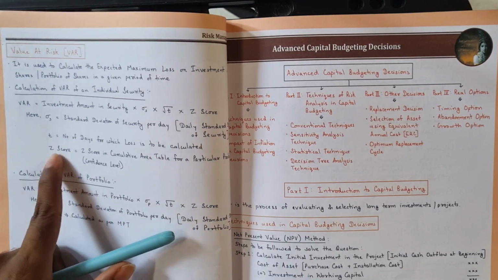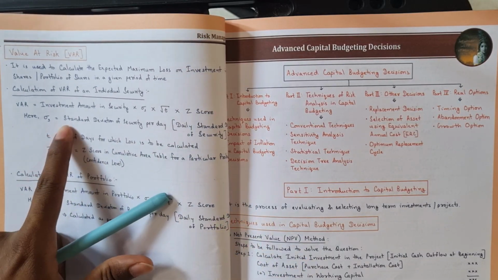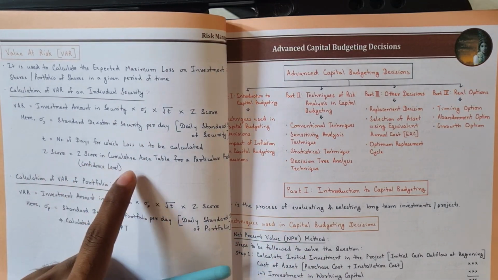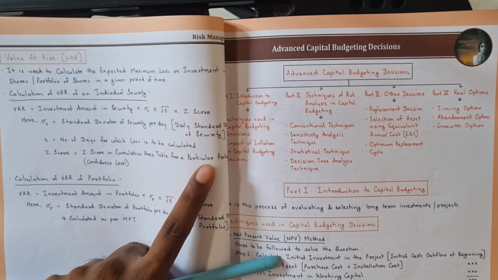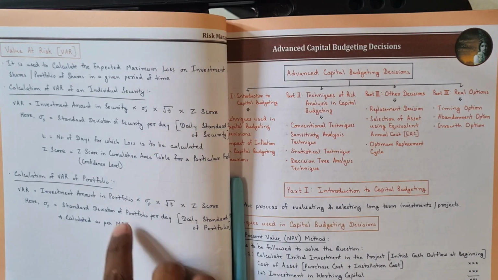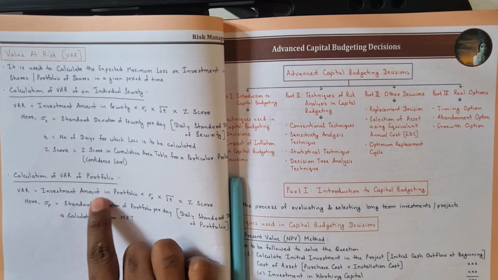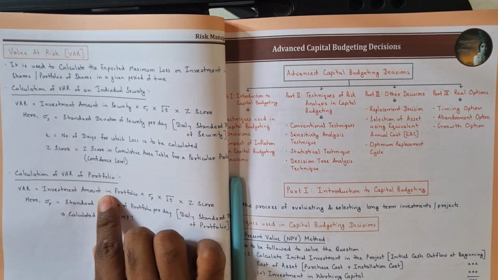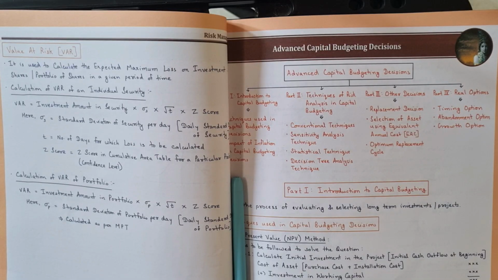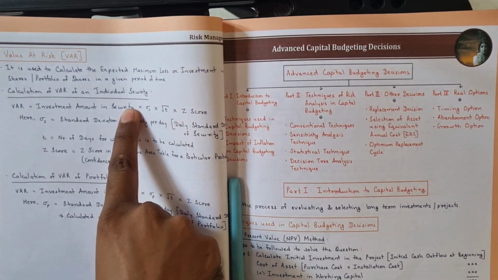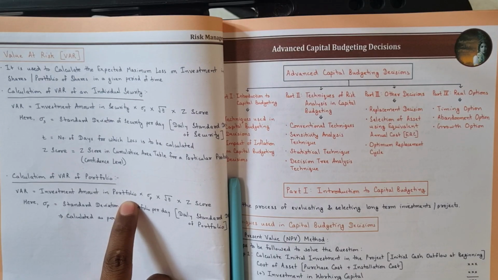T is the number of days for which the loss is to be calculated, and the standard deviation of the security is the standard deviation per day. The z score is the score from the cumulative area table for a particular period, also known as the confidence level. Now VAR is equal to investment value. To calculate VAR in a portfolio, we do investment value in portfolio into standard deviation of portfolio into root of T into z score. We just substitute the values: wherever there was security, we write portfolio.